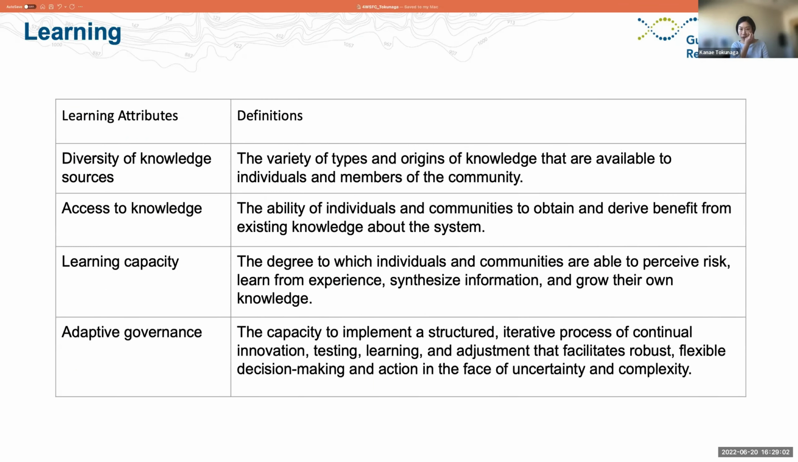We gave a thorough definition of these resilience attributes in the aforementioned paper published in 2021. But I am specifically looking at these four attributes: diversity of knowledge sources, access to knowledge, learning capacity, and adaptive governance. I'm not going into the details of the definitions, and these are pretty self-explanatory, but the key is that we're looking at these attributes as components of climate resilient fisheries, and these things can help communities and small-scale fisheries become better equipped to handle climate change and other types of shocks.